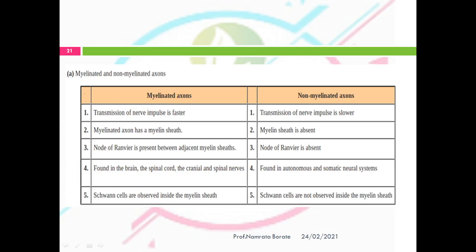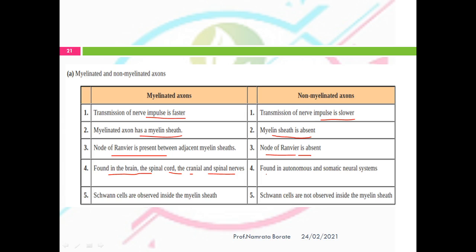So let's see the difference between myelinated and non-myelinated axons. In myelinated axons the transmission of nerve impulses is faster, and here the transmission of nerve impulses is slower. Myelinated axon has a myelin sheath, but here there is an absence of the myelin sheath. Node of Ranvier is present, but here the node of Ranvier is absent. It is found in the brain, spinal cord and the cranial and spinal nerves.